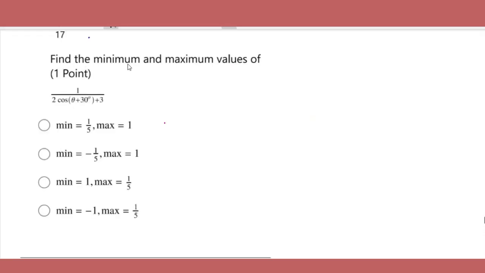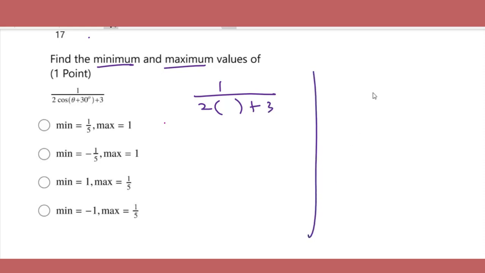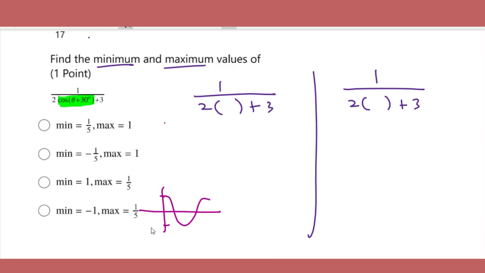Number 17. Find the minimum and maximum value for this one. It depends on the cos term, 1 over 2 something plus 3. So it depends on this term, because the graph of cos has a minimum of negative 1 and a maximum of 1. So just substitute the minimum for cos, this term is equal to negative 1.